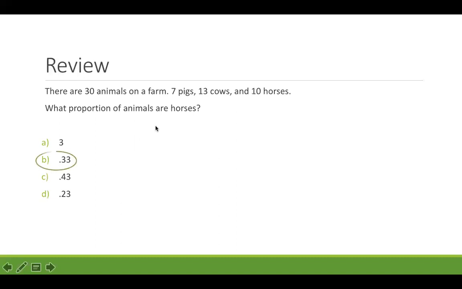All right, yes, B is the answer. As in proportion, we're going to do the category we're looking for, which is horses, 10, divided by the total number, which is 30, and we get 0.33.